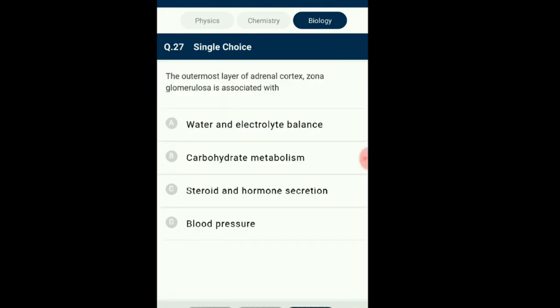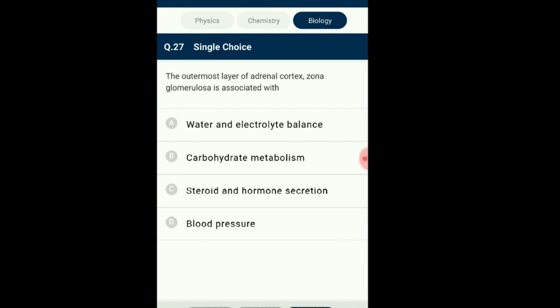Question number 27. The outermost layer of adrenal cortex, zona glomerulosa, is associated with. The adrenal gland is composed of two types of tissues, the inner adrenal medulla and the outer adrenal cortex. The cortex can be divided into zona reticularis, zona fasciculata and zona glomerulosa from inside out. The cortex secretes various hormones commonly known as corticoids. Zona reticularis secretes androgenic hormones, also known as sex corticoids, which play a role in the growth of axillary hair, pubic hair and facial hair during puberty.